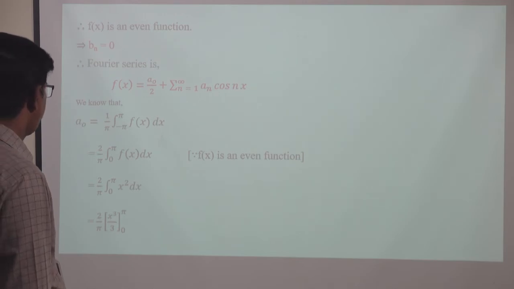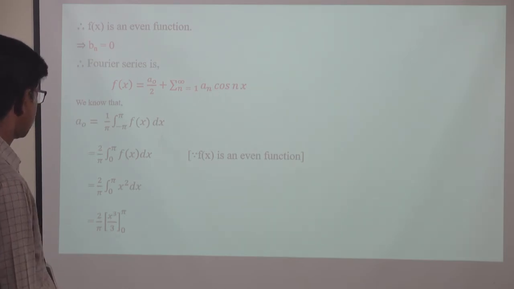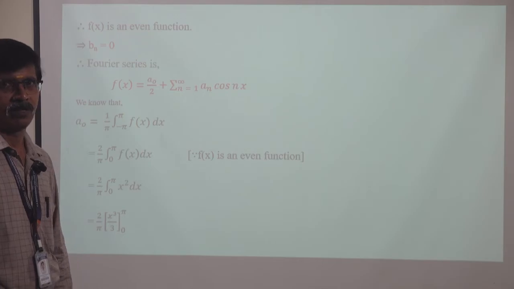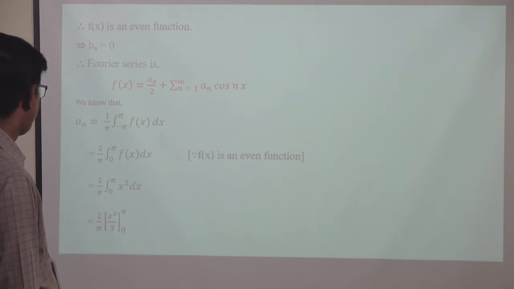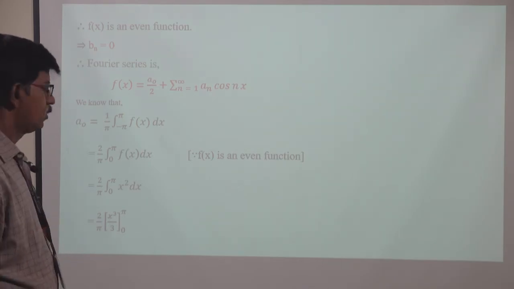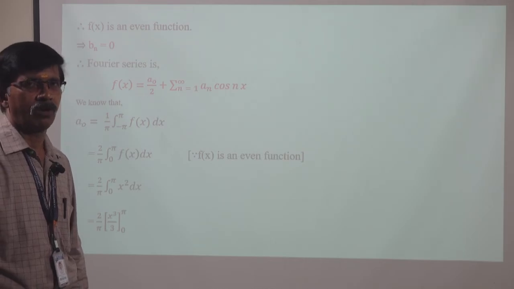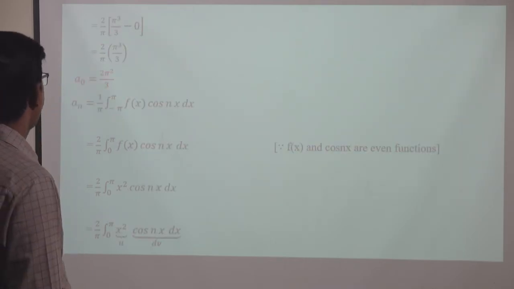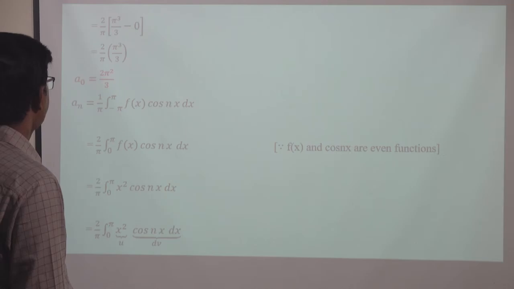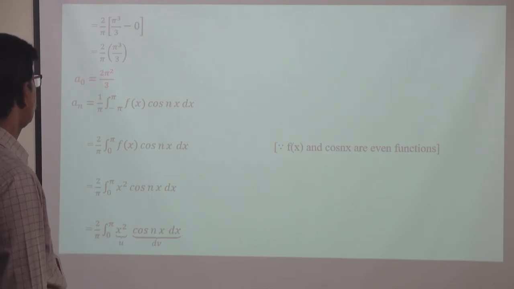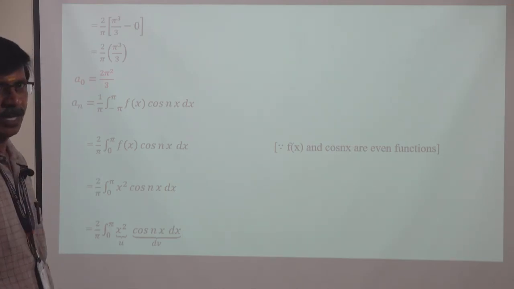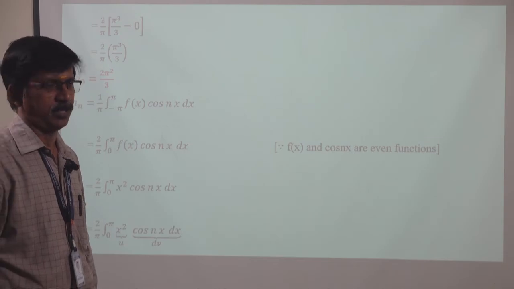So, that is equal to 2 by pi integral over 0 to pi x square into dx. If we integrate x square, we will get 2 by pi into x cube by 3 with the limit 0 to pi. We substitute the upper and lower limits, then it will become 2 by pi into pi cube by 3 minus 0, that is equal to 2 pi square by 3. Therefore, the result for a naught is nothing but 2 pi square by 3.